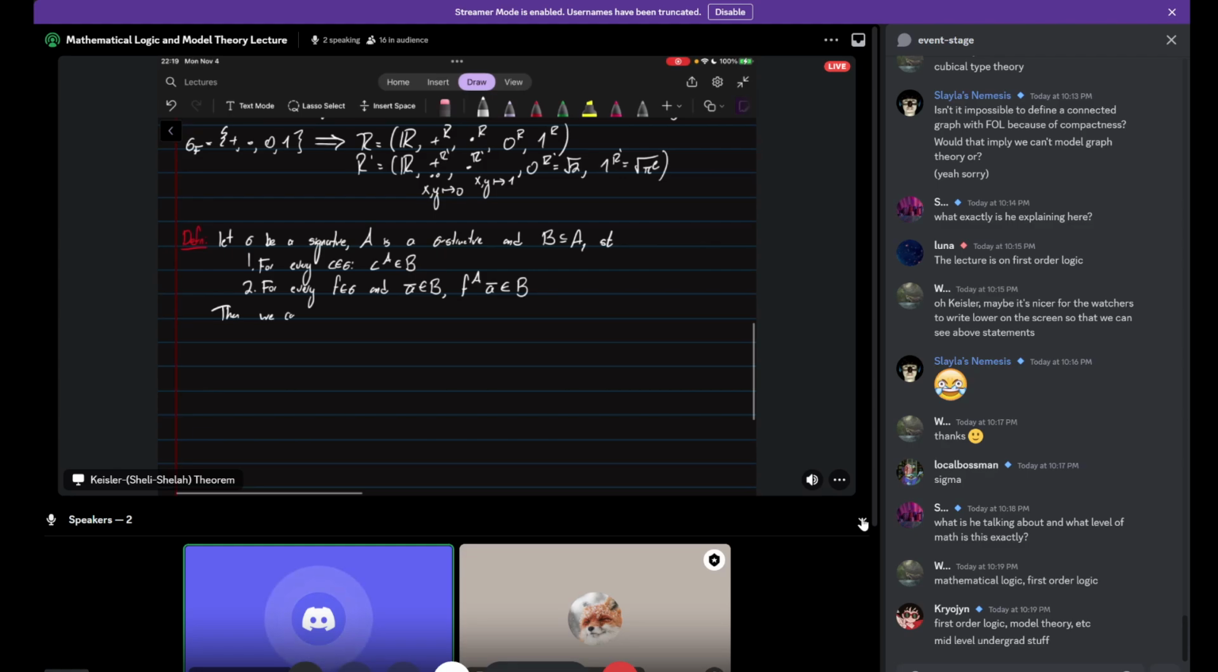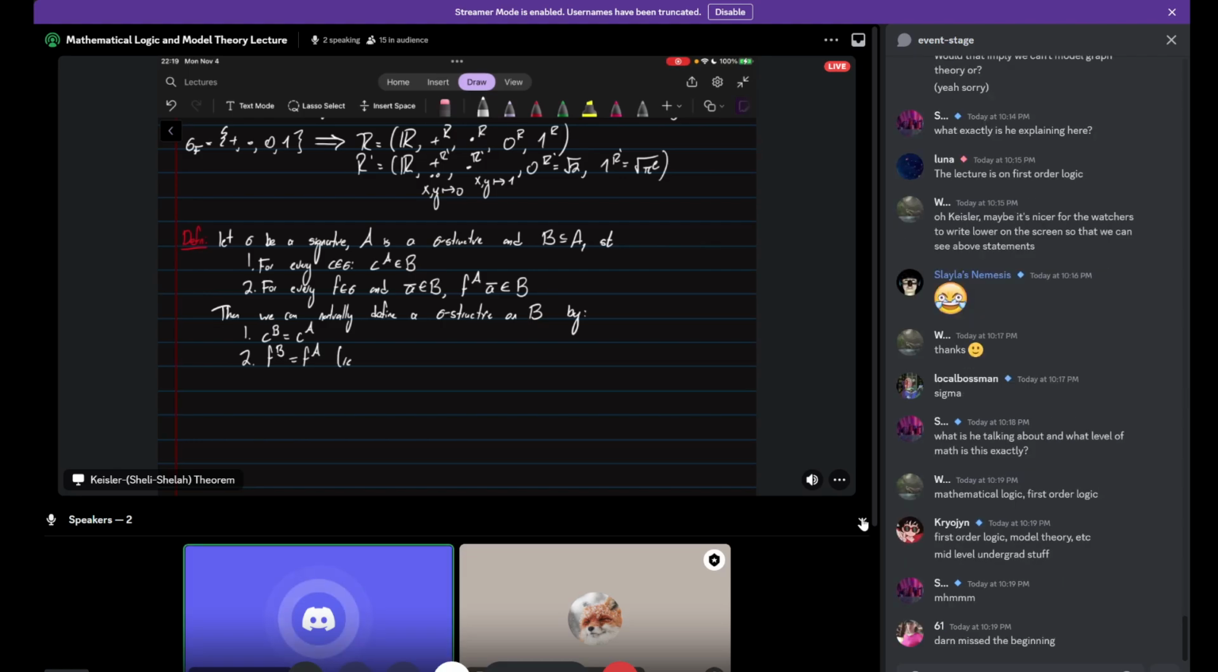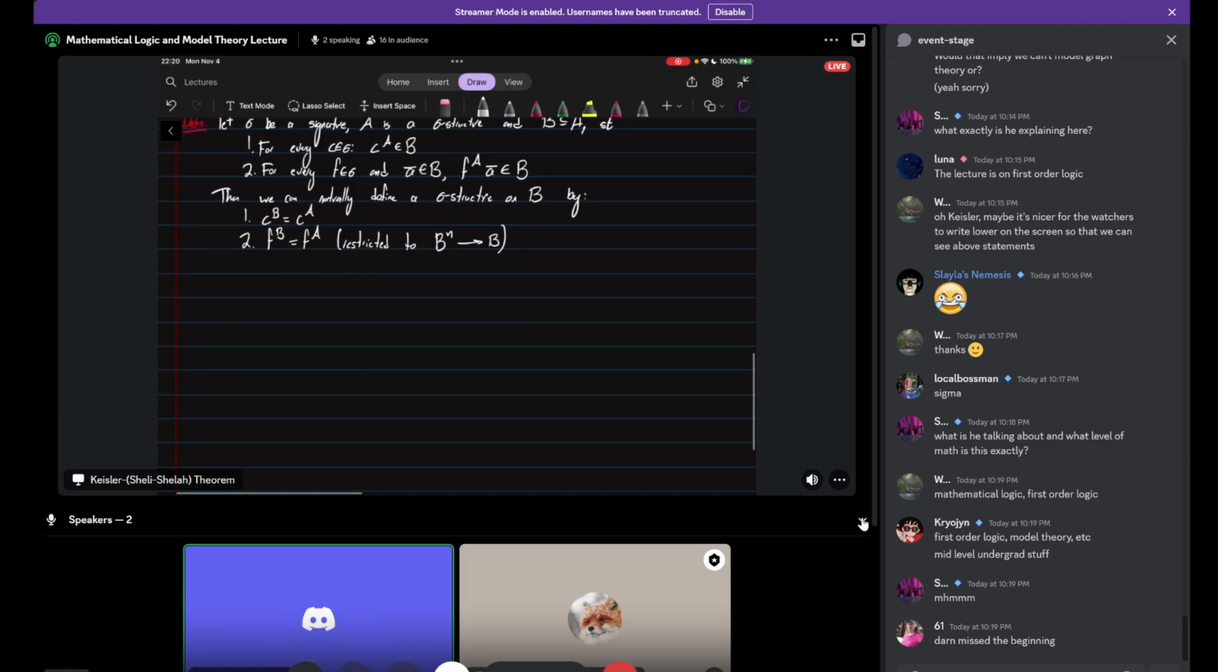Then we can naturally define a sigma structure on B by: one, c of B, the interpretation of c under B, is just going to be the same interpretation of c under A, because it's already in B. Two, f of B is just going to equal f of A restricted to B to the power of n, because B is closed under taking these functions. And three, R of B is just going to equal R of A restricted to B, which is just R of A intersect with B to the power of n.